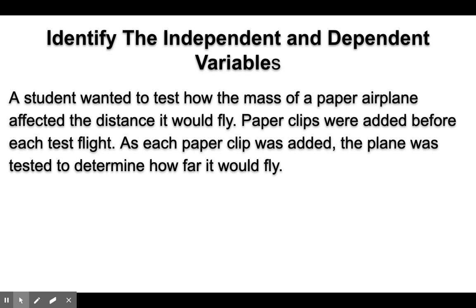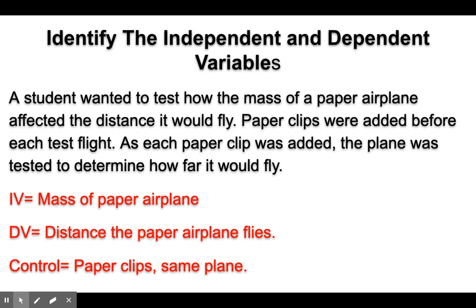Now, there is one other variable called the control. It's the thing that we keep the same. So in this example, we would do the same plane and the same paper clips. In other words, you can go with one brand of paper clips, add one brand and then add a different brand. It's got to be the same. You've got to have a control. If you don't have a control, the experiment isn't valid and it's not trustworthy.